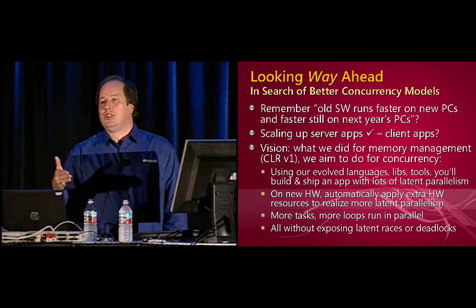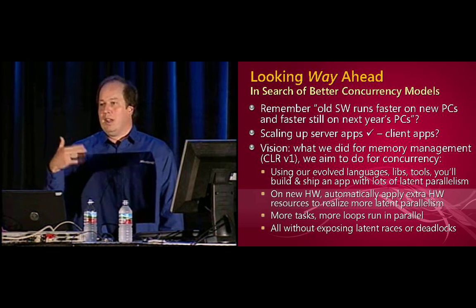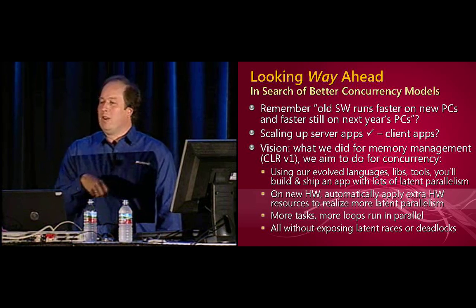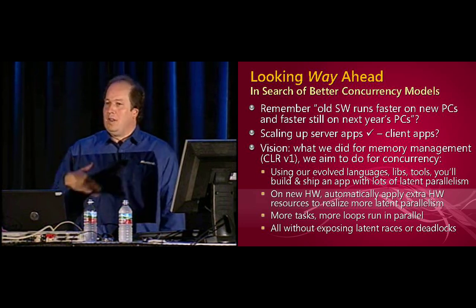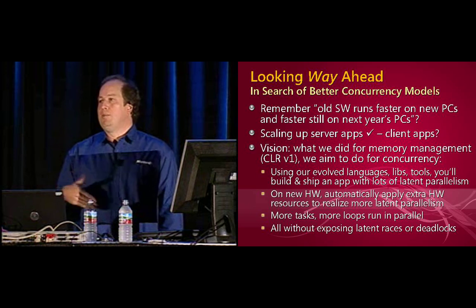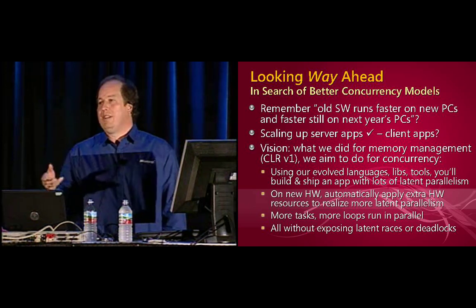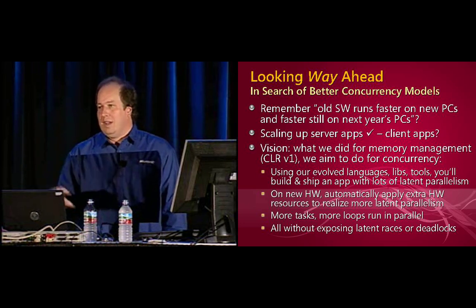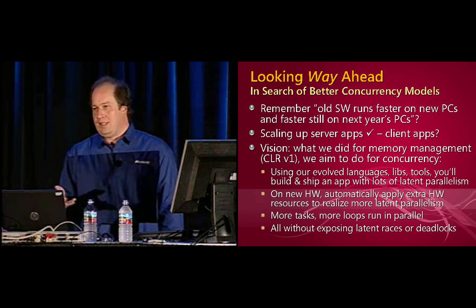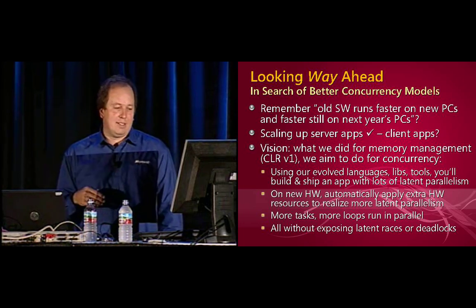We'll evolve our languages with new libraries and new concurrency facilities that let you express more latent parallelism in your code. So even if you're shipping on a one processor machine today, there's this latent parallelism that can be exploited later when a machine ships with more and more cores. So on new hardware, we would automatically apply that extra hardware to the latent parallelism that you have. So maybe we schedule more tasks at the same time. We farm out your loops to more worker threads, etc.